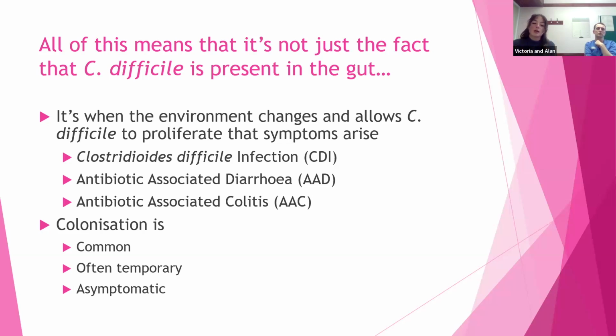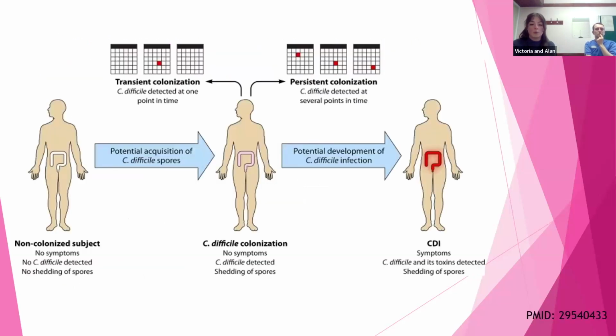What is important to recognize, though, is that a patient or a human can be asymptomatically colonized by C. diff. And if that C. diff is kept in check by these other bacteria in their healthy gut, colonization is common, it's often temporary, and it will be asymptomatic. So it's only when C. diff is allowed to thrive that it becomes a problem.